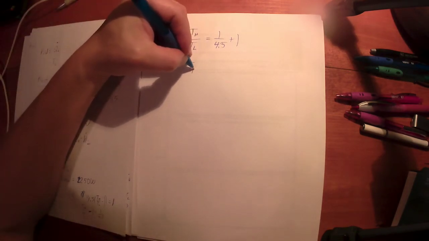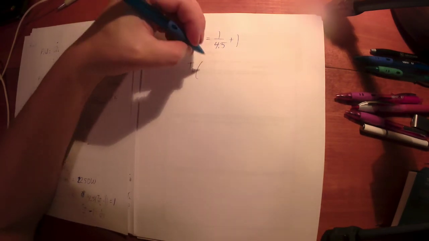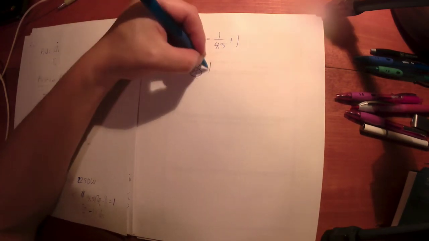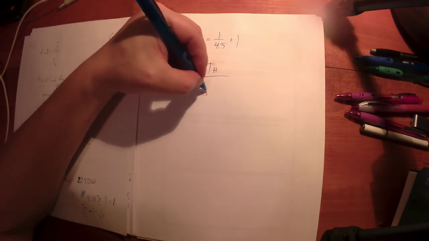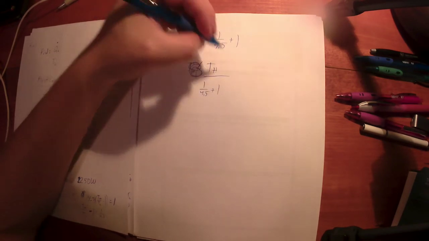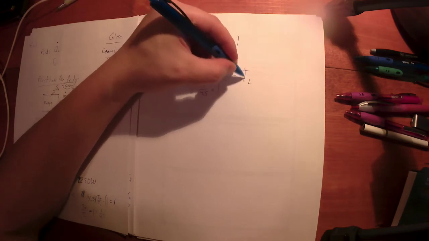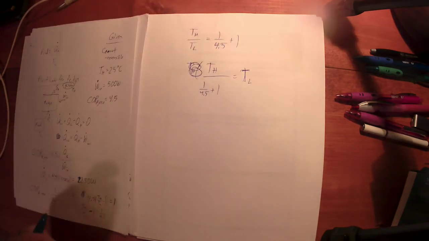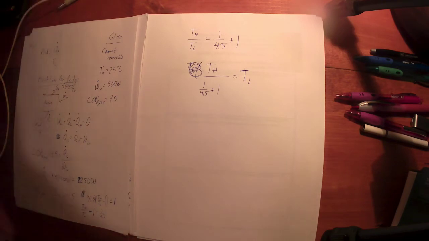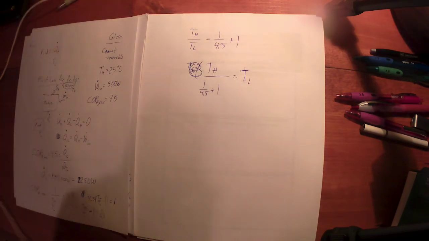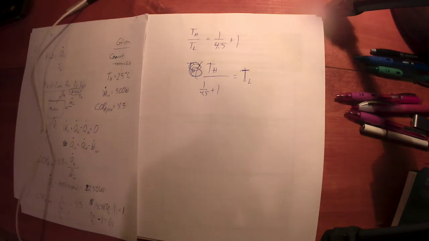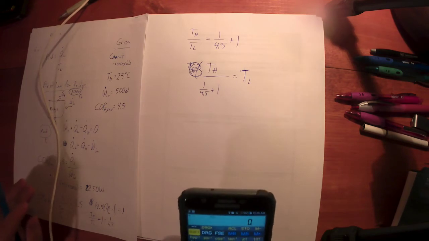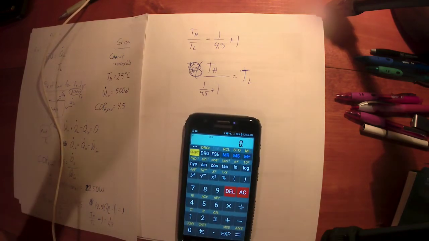TL. TH times this quantity, no, TH divided by this quantity. TH divided by 1 over 4.5 plus 1 is equal to TL. Okay. What is TL equal to? I'm sorry, what is TH equal to? How many of you said 25 degrees? You're wrong. Yes, it is technically 25 degrees, but what is TH equal to?